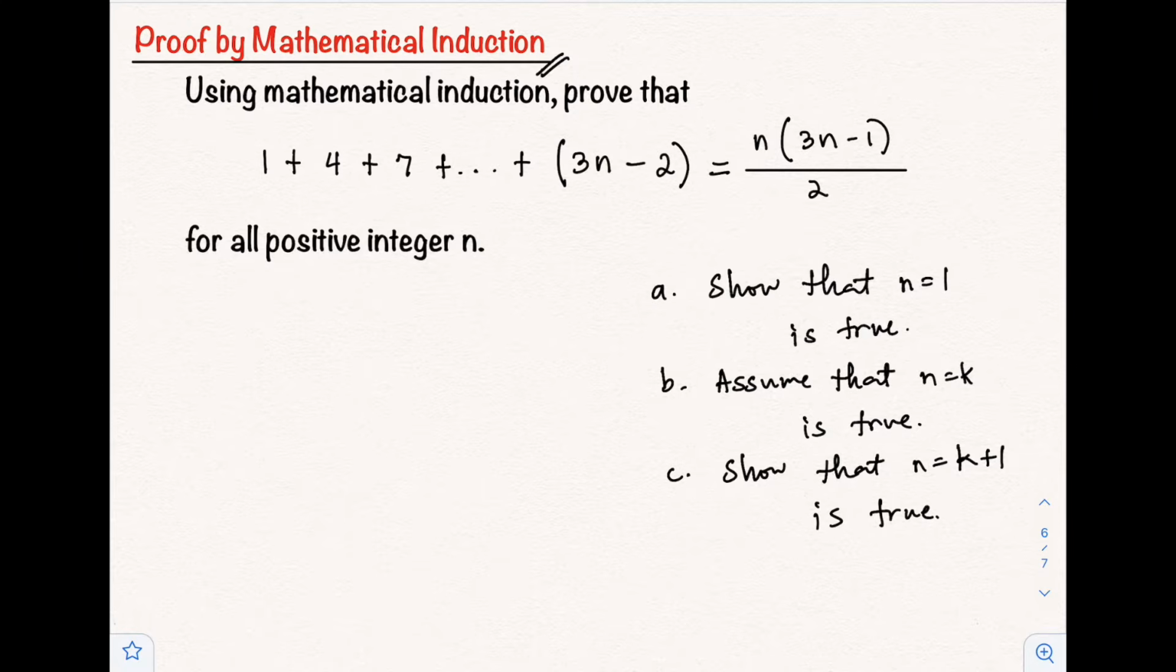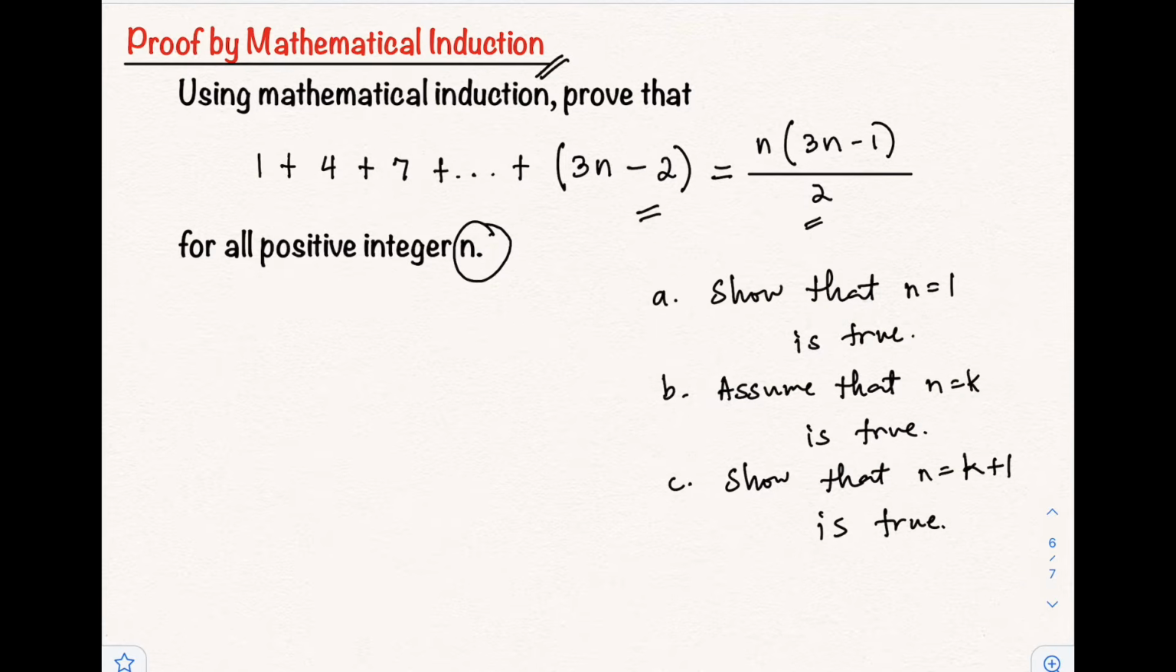Okay, so try natin dito yan. So, using mathematical induction, prove that 1 plus 4 plus 7 up to 3n minus 2 is equals to n times 3n minus 1 all over 2 for all positive integer n. Okay? So again, ang first step natin guys, we need to show that n equals 1 is true.